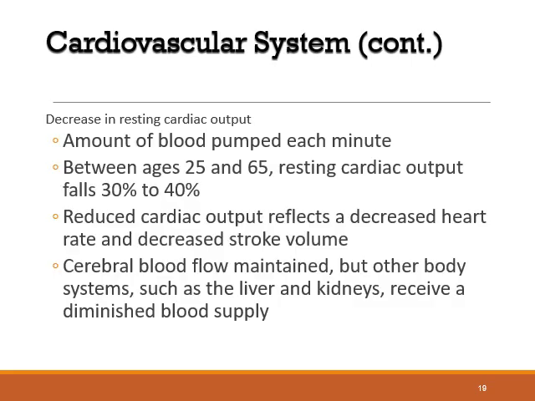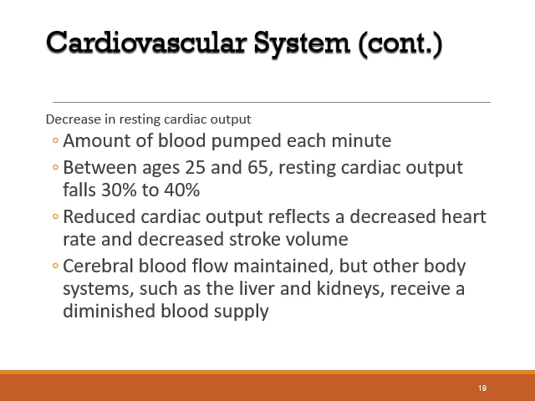So, decreasing resting cardiac output. Cardiac output means the amount of blood pumped per minute. So between ages 25 and 65, the resting cardiac output decreases 30 to 40%. Now, how do we know that? Well, there is a cardiac echo that can test cardiac output, and 30 to 40 is a great amount. People who have poor cardiac function, where it falls down to 25%, 20%, don't have a well-functioning heart. So reduced cardiac output reflects a decreased heart rate and decreased stroke volume.